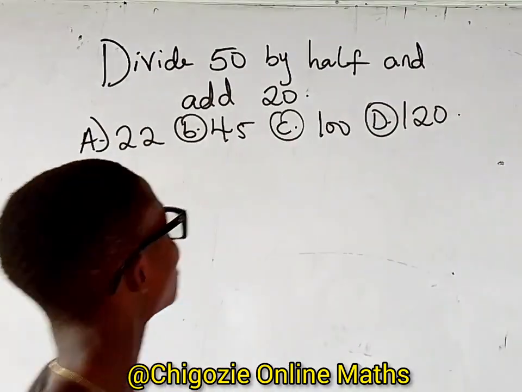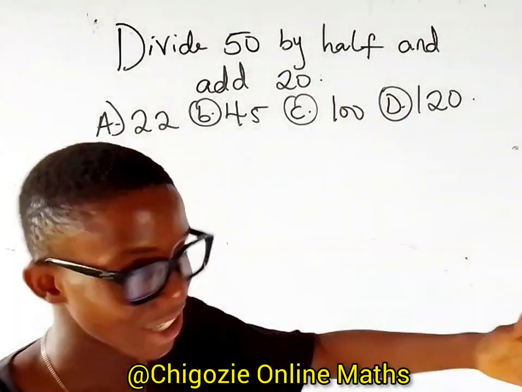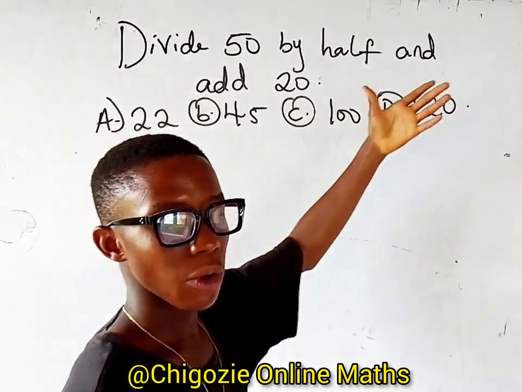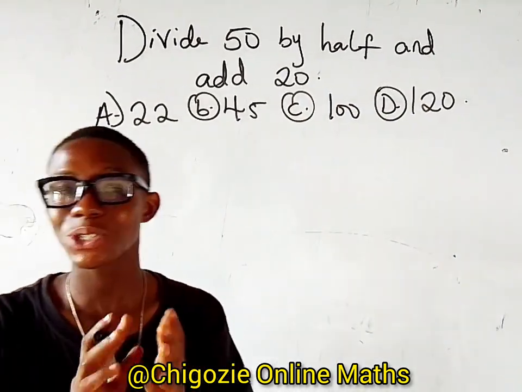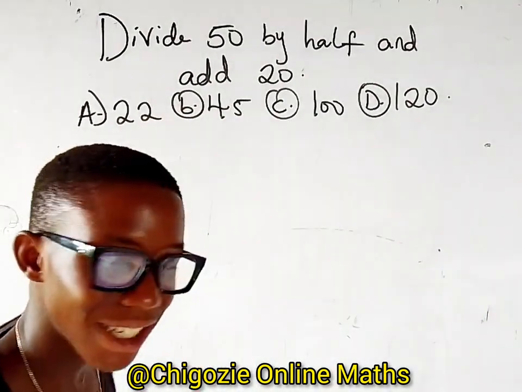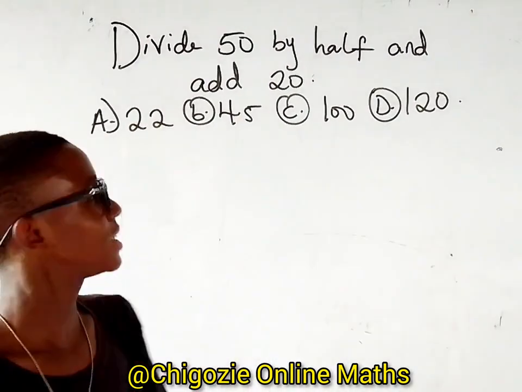Now let's look at this question. Divide 50 by half and add 20. Option A, we have 22, we have 45, we have 100, we have 120. Now many students are saying that the answer is 45, but this is very wrong. Don't make that mistake. Okay, let's look at the correct answer.